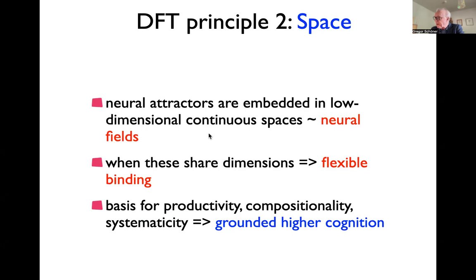I'll illustrate that in a moment. And they can be coupled. So coupling patterns are organized by these spaces. And in particular, when many of these different populations, these different fields, share certain dimensions, then new phenomena arise. I refer to that as flexible binding. That is really the basis in DFT for reaching higher cognition, grounded higher cognition in the sense of being linked or linkable to sensory and motor behavior, but also showing some of the hallmarks of productivity, compositionality, and systematicity, for instance.